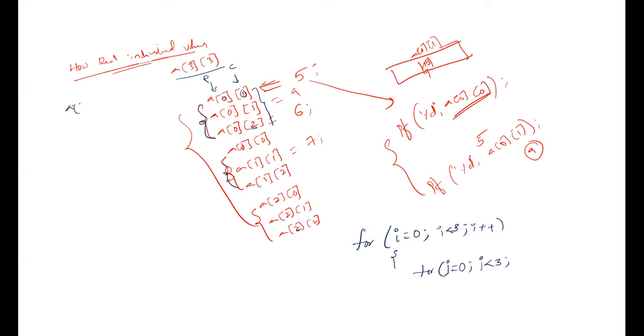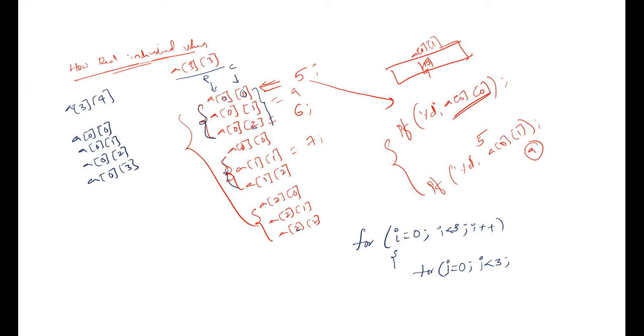If the elements are a 3 by 4, how would it be? A of 0, 0, A of 0, 1, A of 0, 2, and A of 0, 3.